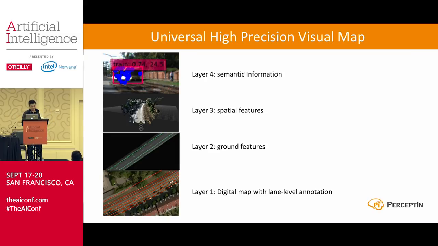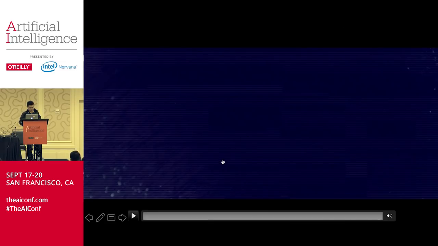On top of it, with deep learning, you can extract labels to tell you what kind of vehicle you're going to encounter, and what the traffic signs are and so on. So let's look at a small demo of what we have.